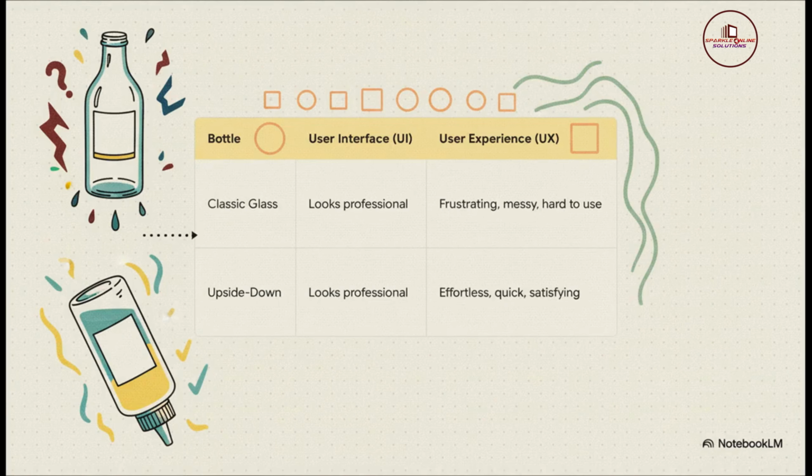This is where it all clicks into place. If we're just talking about UI, the looks, hey, they both look pretty good, right? They look professional on a restaurant table. But the user experience? Oh, it is a night and day difference. The glass bottle is, well, it's a nightmare. You're hitting the bottom, sticking a knife in there, it gets everywhere. The UX is just plain frustrating. The squeeze bottle, though, it's a dream. It's effortless, it's clean, it's satisfying. The UX is fantastic because it actually solved the user's problem.